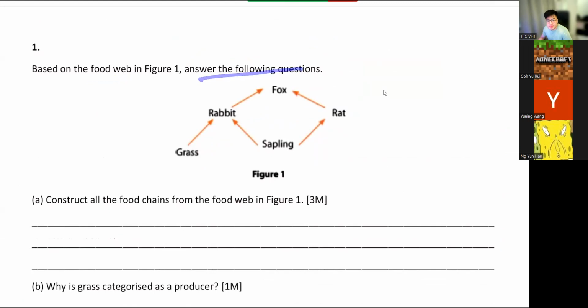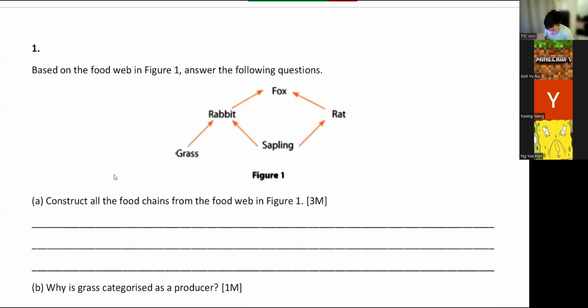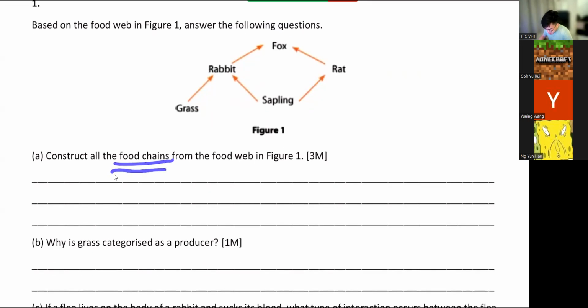Answer the following question. They want you to build 3 food chains, all the food chains from the food web here. So we have grass eaten by rabbits, eaten by fox. Guys, always end at the top. Always end at the top. Do not end at the middle here.